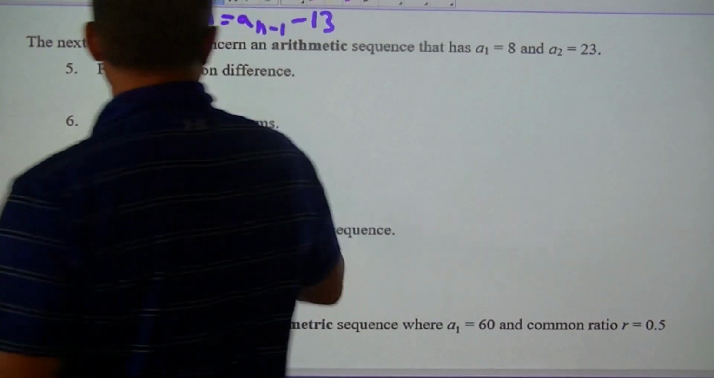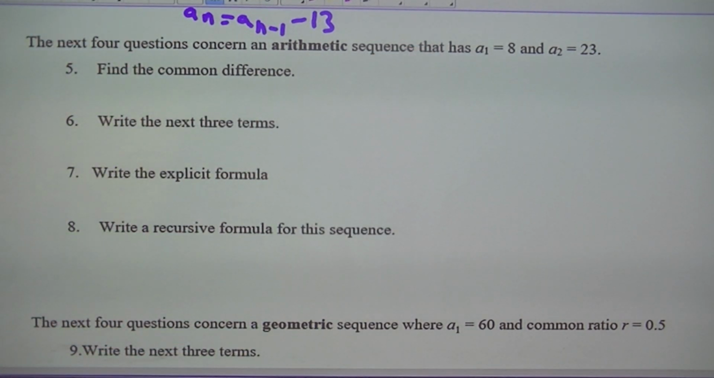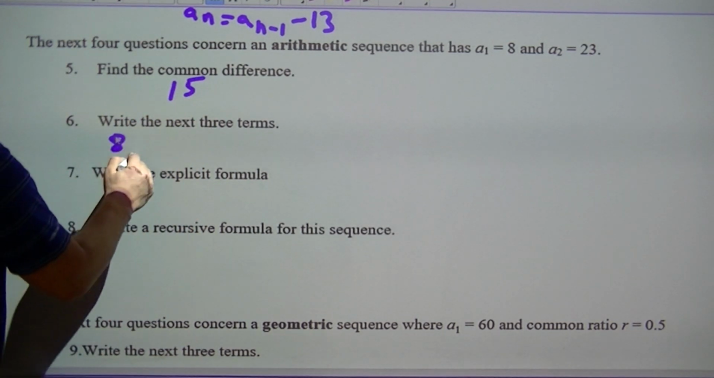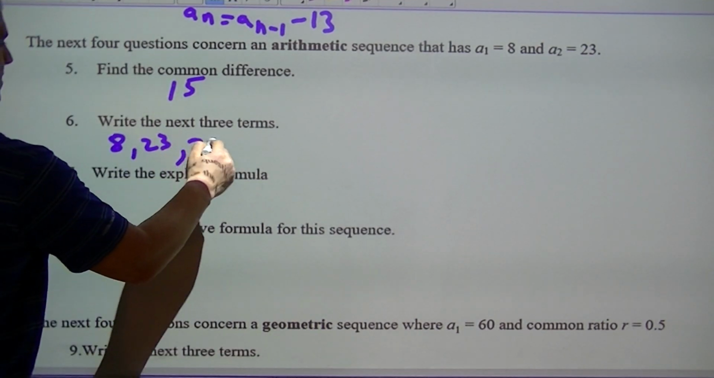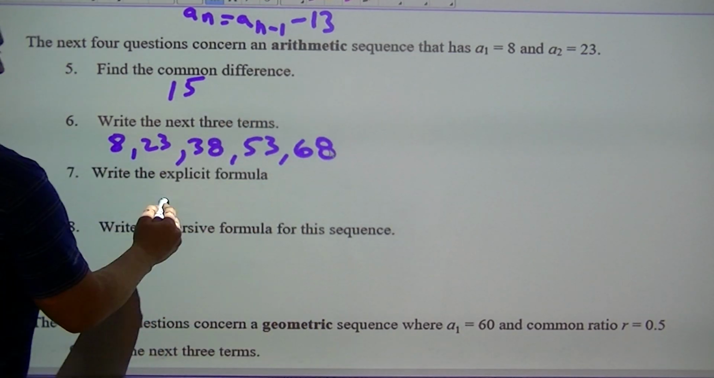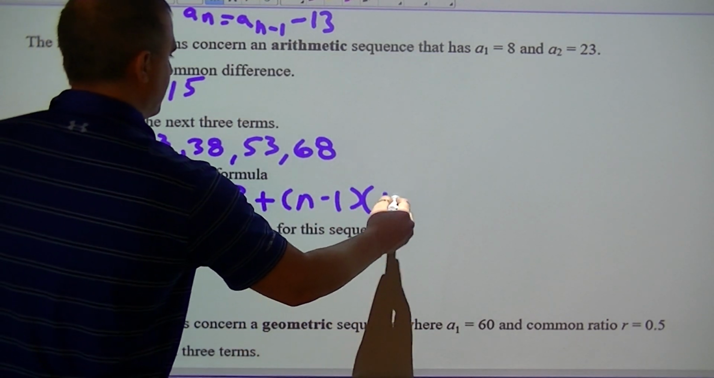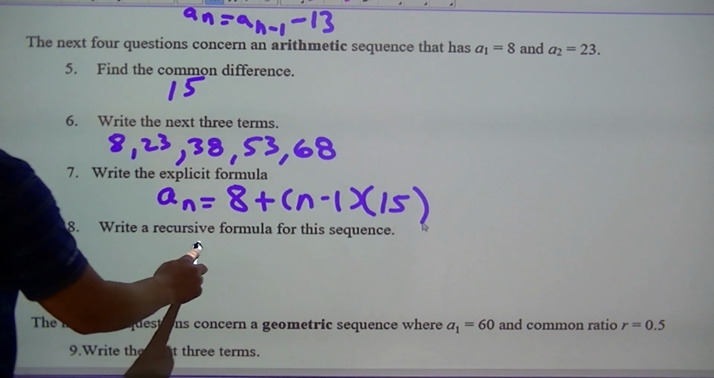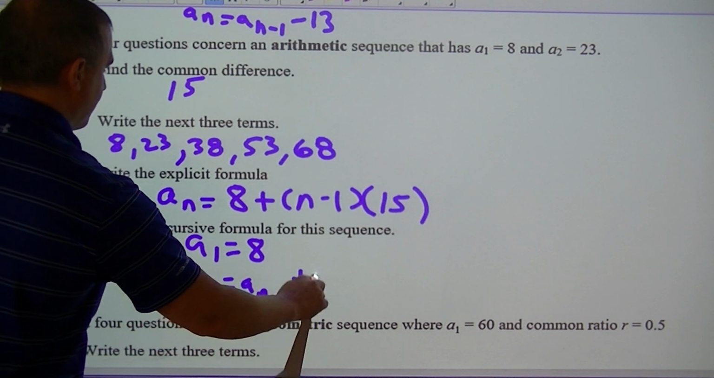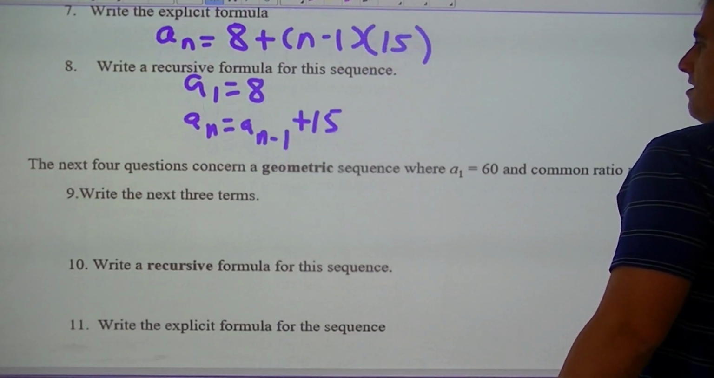Okay, next, for concern arithmetic. Now in this case, the difference here will be a positive 15. So the next three terms, I've got 8, 23, and I would add 15, so it'd be 38, 53, 68. The explicit formula for arithmetic, An equals A1, 8, plus n minus 1, where the difference is 15. If I write the recursive formula, A1 is 8, An equals An minus 1 plus 15. All you got to do is write the pattern. Okay? Moving on.